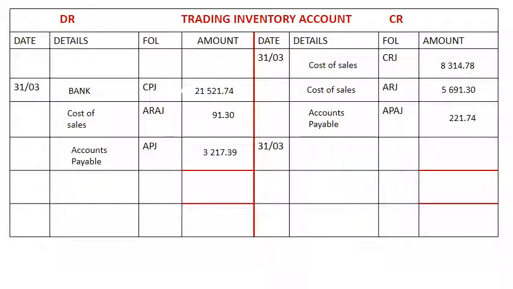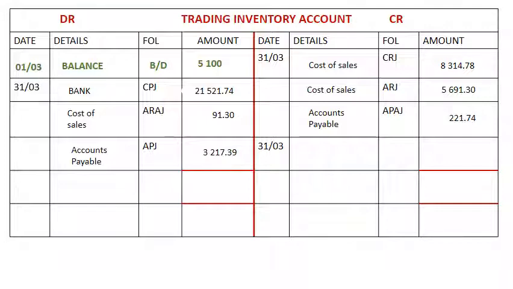This entry will be reflected as follows. Under the date column, we will show the 1st of March. Under details, balance. Under folio, BD, standing for a balance that has been brought down from the previous period. Under the amount column will be the amount that is given. In this case, we are given 5,100.